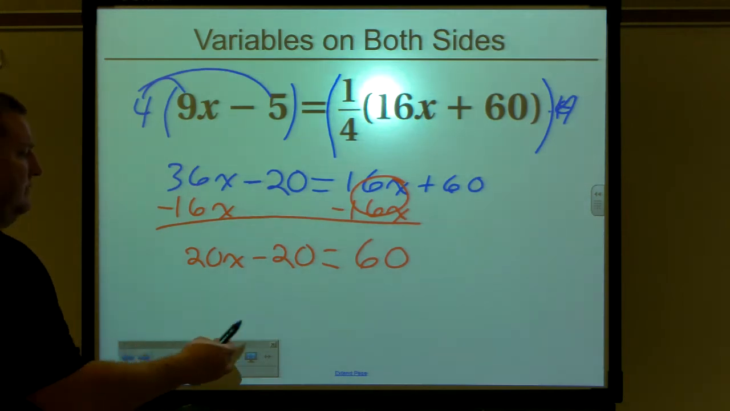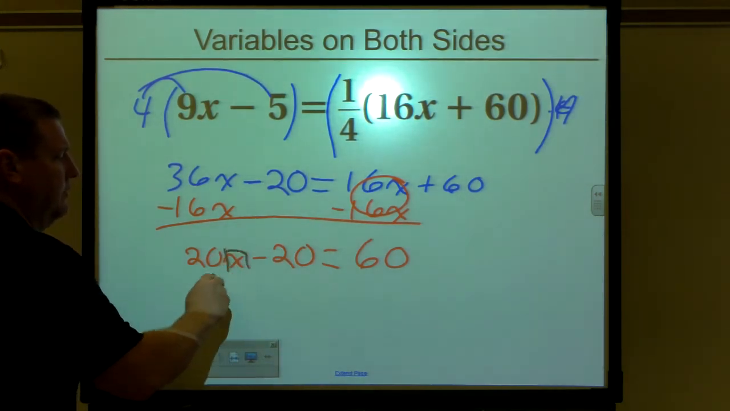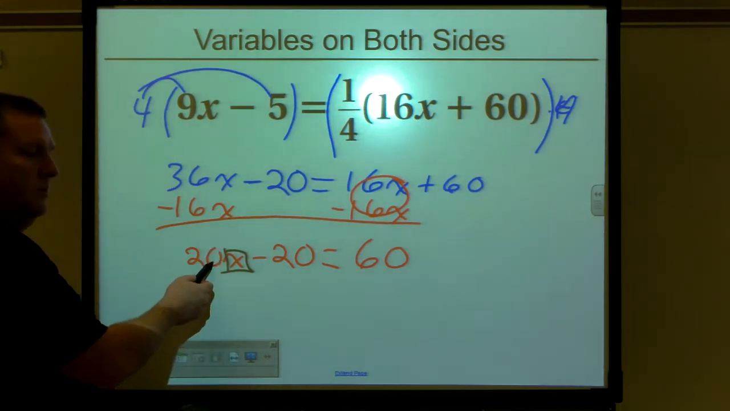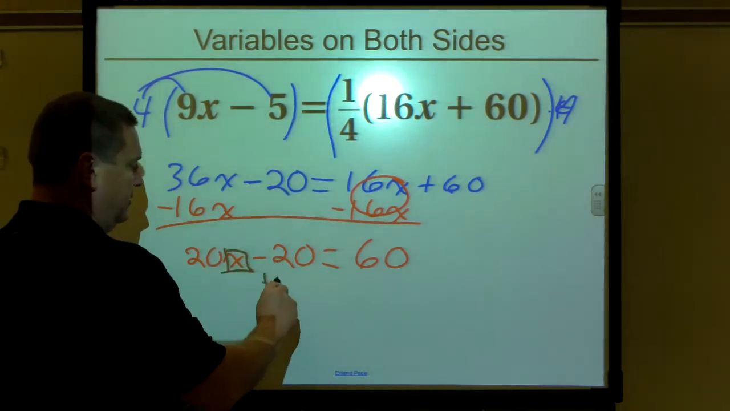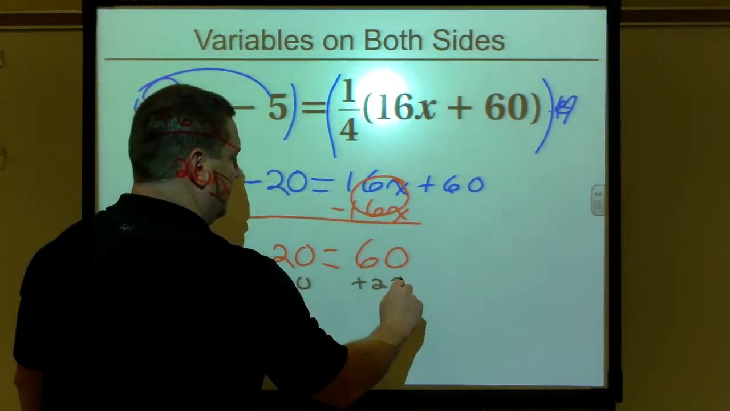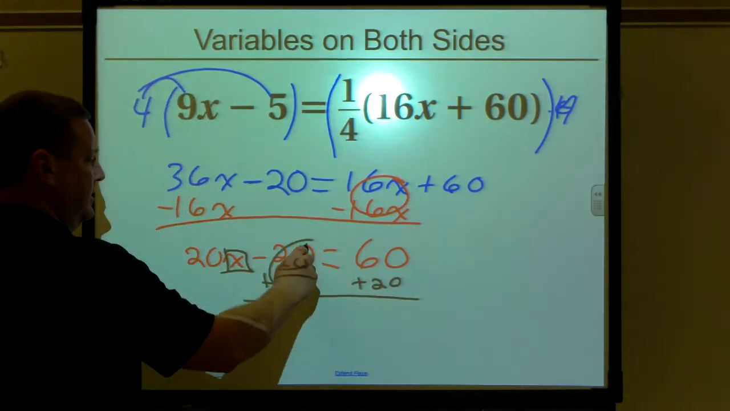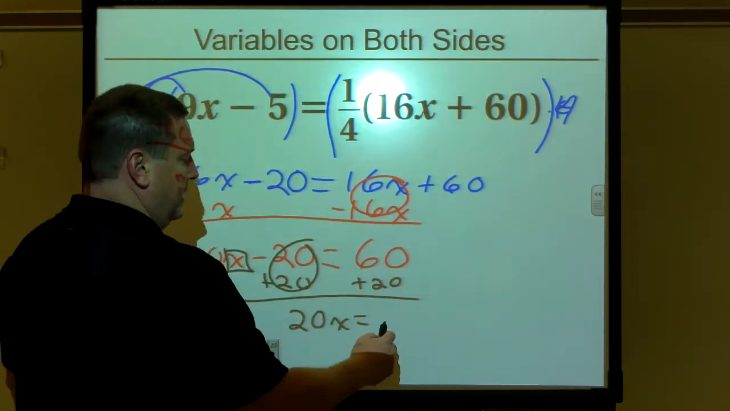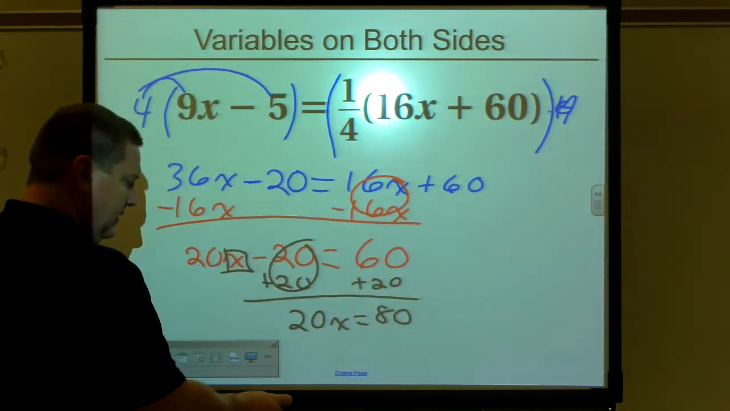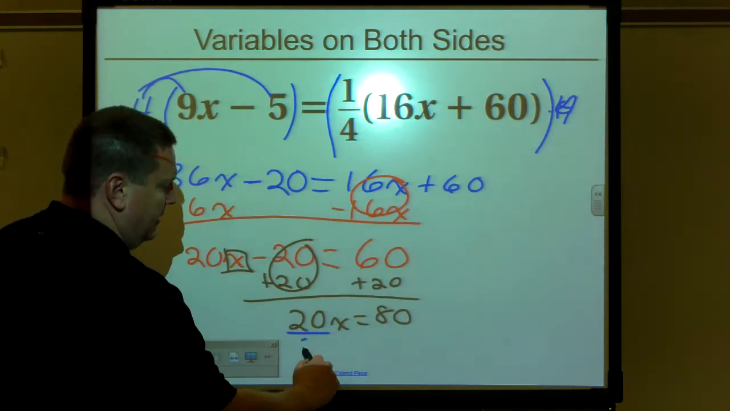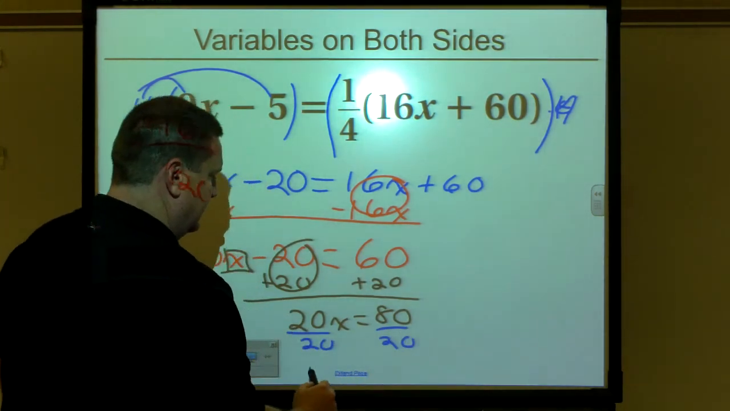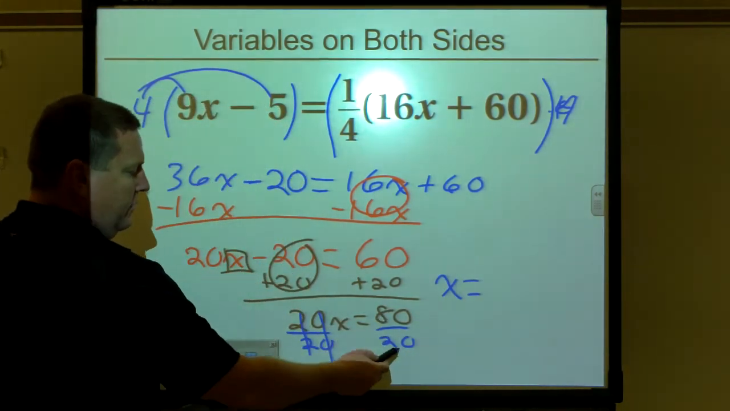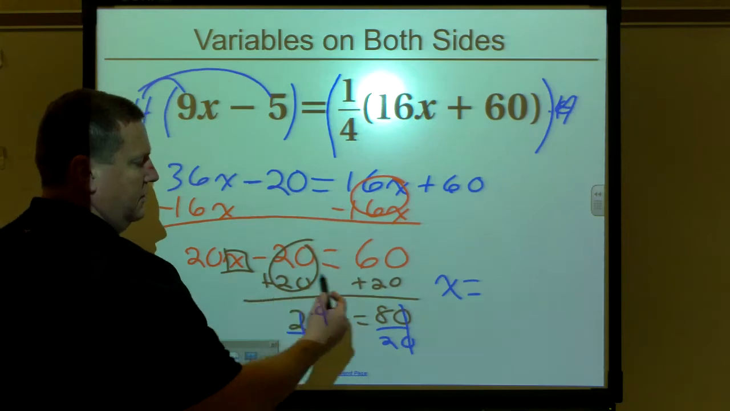Now that my x's are all on one side, I'm going to isolate using reverse PEMDAS. Again, coefficient almost always goes last, so I'm going to get rid of this first. Plus 20 on both sides. This is 0, bring down the 20x. And 60 plus 20 is 80. And now to get rid of the times 20, divide by 20 on both sides. So this has become a 1, and x will equal 80 over 20, which is really 8 over 2, which is 4.